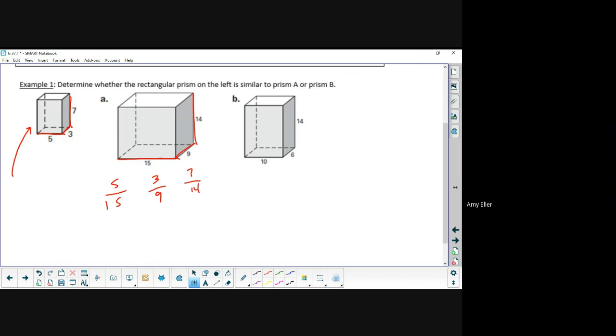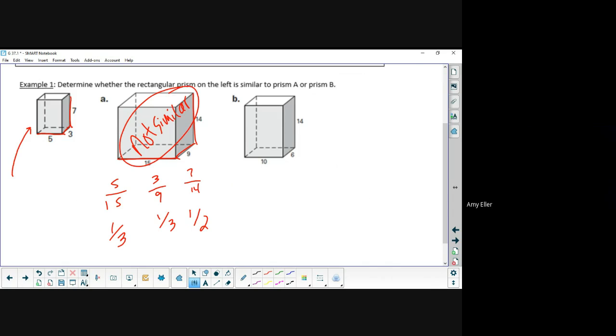I think we can simplify in our heads. 5 divided by 15 is a third. Are allowed to use a calculator though. 3 divided by 9 is a third. 7 divided by 14 is a half. Do you think these figures are similar? No. One side got a third as big or 3 times bigger. One side got 3 times bigger, and one side got half as big. That's not similar.